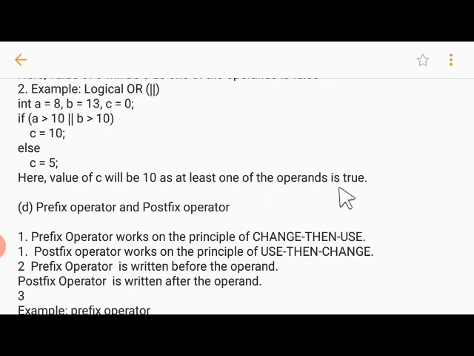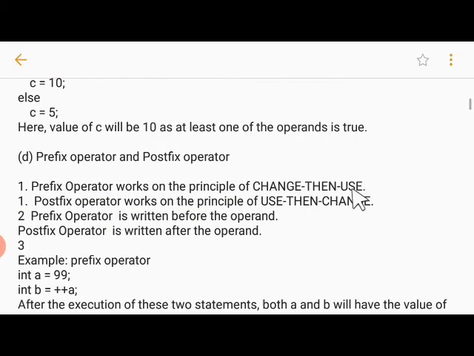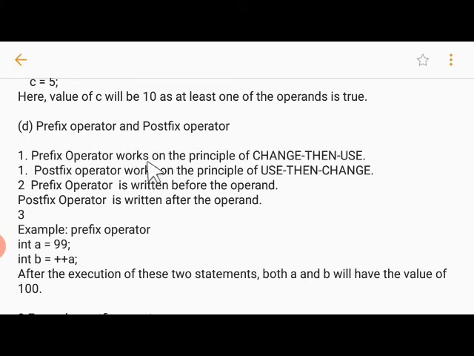Now we come to the prefix and postfix operators. The prefix operator works on the principle of change then use, or you may say act then use. The postfix operator works on the principle of use then change. Change can be an increase also, or a decrease also. The value can be incremented or decremented, both. But look at the sequence: change then use, prefix, and here use then change, meaning change after using it.